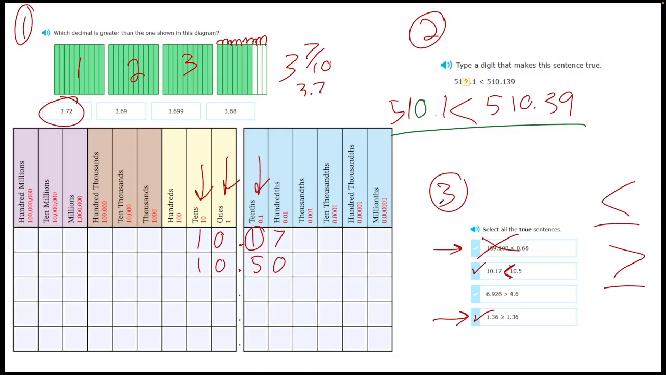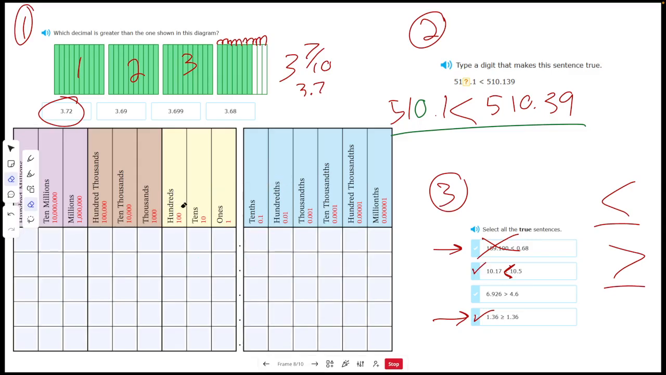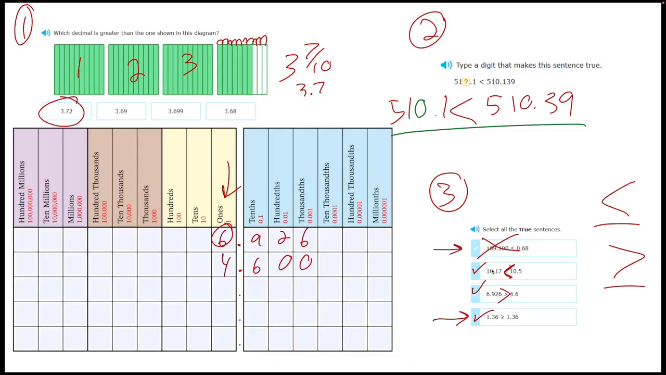And let's look at the last one here. When we put it on the chart, 6.926 and 0.600 to line it up. When I look at the ones column, the bigger number is the 6. And the inequality is eating the bigger number. So this one does work, right? So in this problem, there are 3 right answers.